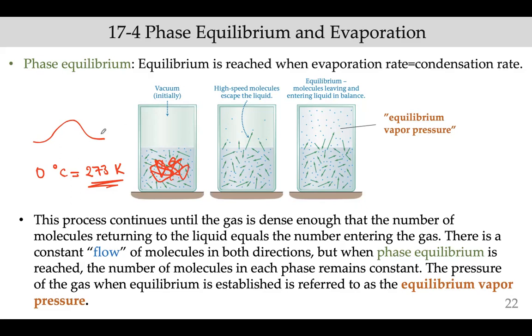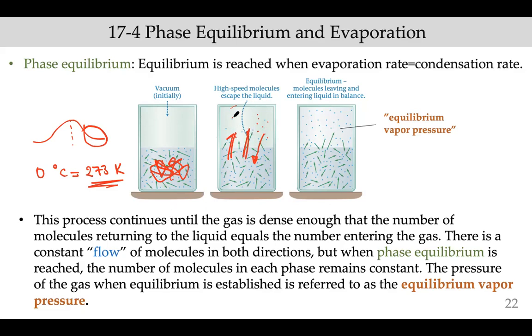Because in the distribution, some of the particles at the tail have really high velocity, higher than the average speed, those can actually escape the liquid and go to this empty area. So high-speed molecules escape the liquid. This continues, and then the gas molecules can go back into the liquid. This also happens. Initially, it's mostly in the direction from the liquid to this empty room, the vacuum part.